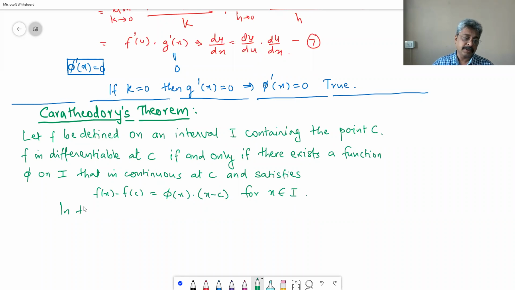In this case, phi of c is equal to f dash of c. Now, you first just understand what this theorem is all about, and then we will have to prove it and then use it for proving the chain rule.